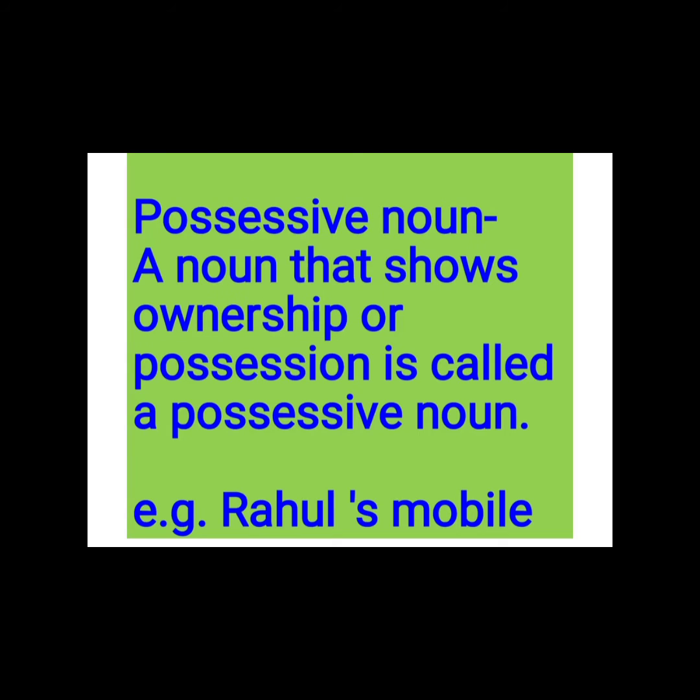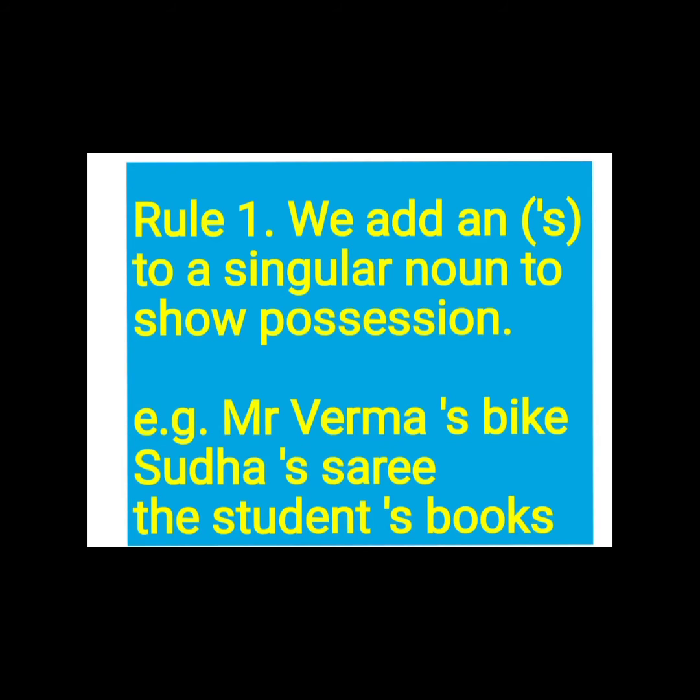Let us understand what is a possessive noun. A noun that shows ownership or possession is called a possessive noun, like Rahul's mobile. Here, Rahul is a possessive noun. Certain rules are followed to form a possessive noun. We add an apostrophe s to a singular noun to show possession. Let us understand this rule with the help of these examples.